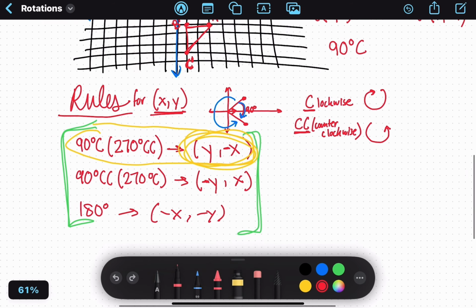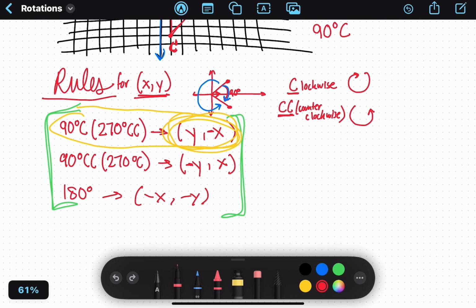So yeah, pretty much memorize these rules and apply them graphically, or even without graph paper. It's the same exact process. So once again, memorize them and you're golden for rotations.